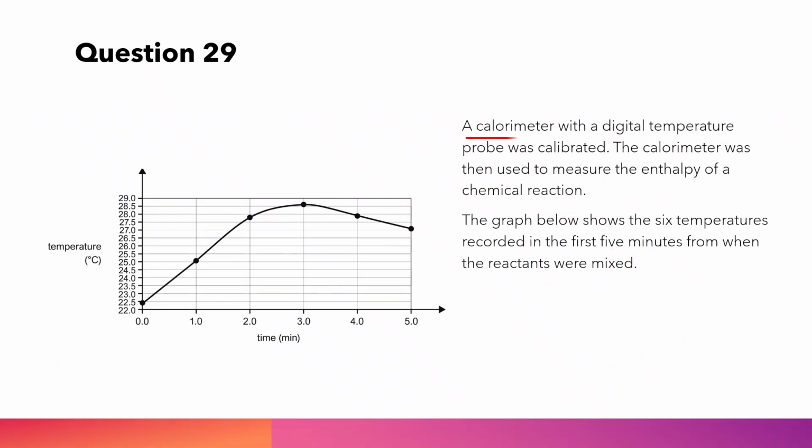A calorimeter with a digital temperature probe was calibrated. The calorimeter was then used to measure the enthalpy of a chemical reaction. The graph below shows the 6 temperatures recorded in the first 5 minutes from when the reactants were mixed.